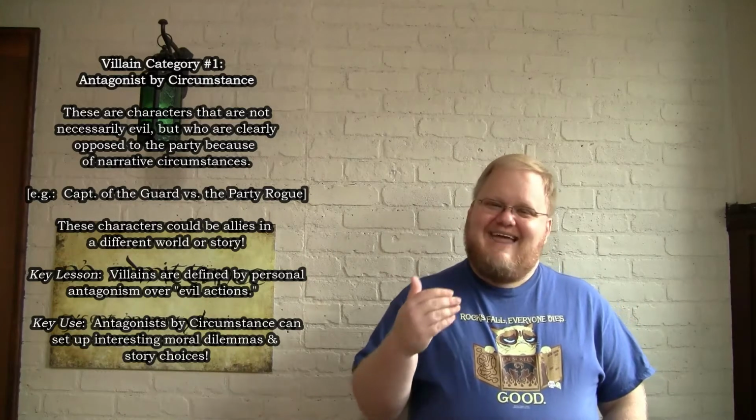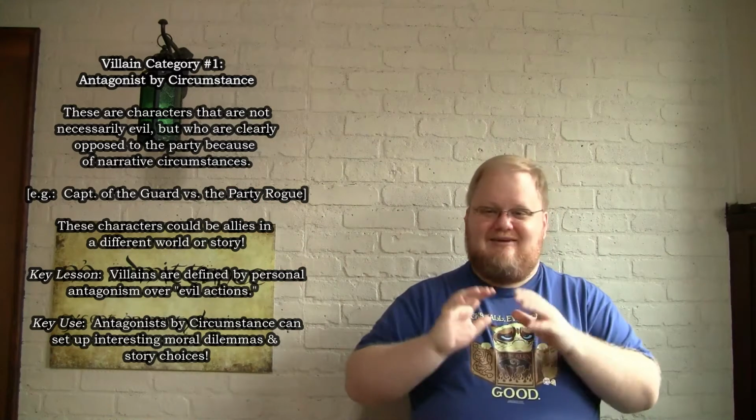So when we think about villains, one of the big principles is there needs to be an antagonistic nature between your players and the villain. Establishing that relationship is very important. Now, that is a big scale picture, so let's shrink things back down a bit and talk about this category a little more in depth. We're talking right now about antagonists by circumstance.